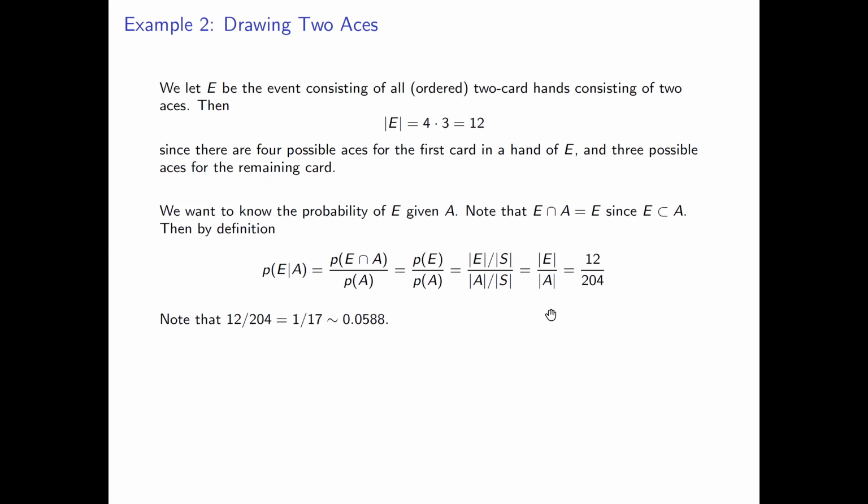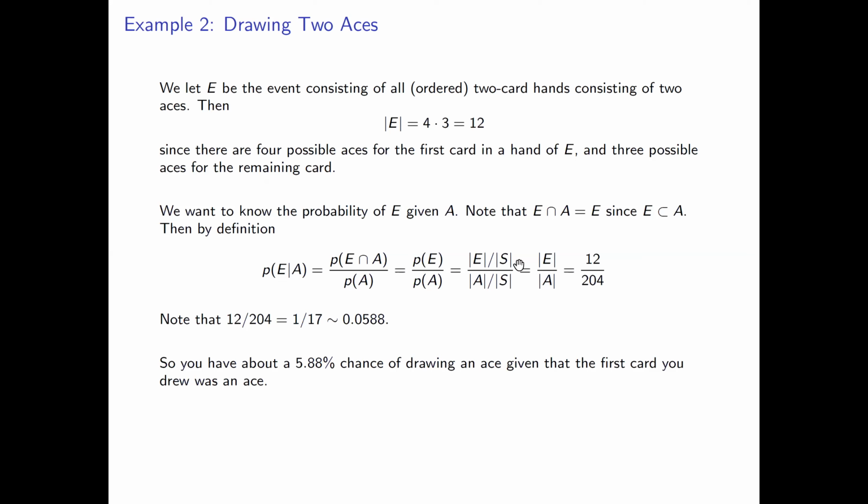And so that's going to be 12 divided by 204, given what we calculated before. And so if you work this out, you can see that you have about a 5.88% chance of drawing an ace, given that the first card you drew was an ace. So that would be the answer to the question that was initially posed.